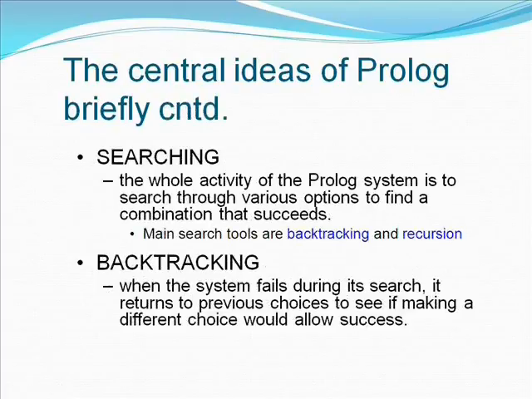In our previous slides, we described failure and success and also the matching part. Now let's look at the rest of the two. Searching. The whole activity of the Prolog system is to search through various options to find a combination that succeeds. Main search tools are backtracking and recursion. Backtracking is when the system fails during its search, it returns to previous choices to see if making a different choice would allow success.